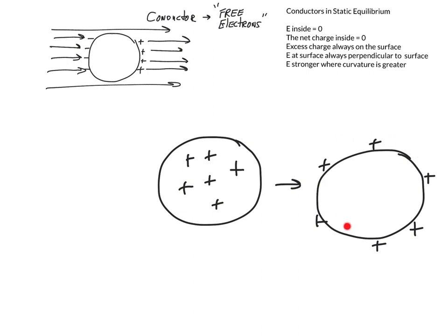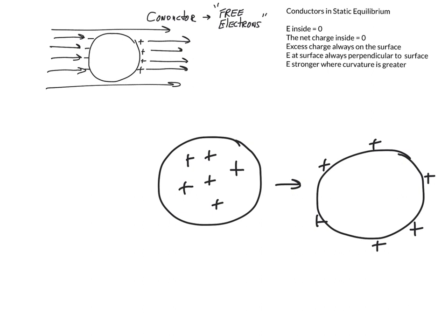Now, if this isn't a perfect circle, we're going to see later that the charge distribution isn't necessarily going to be even at the surface. So if we put negative charge on here, the same thing is going to happen. So charge always has to be at the surface.